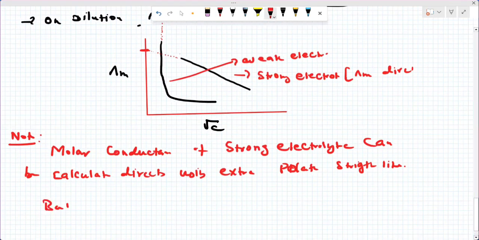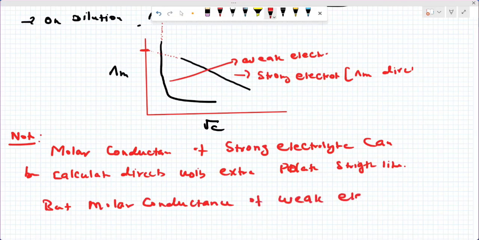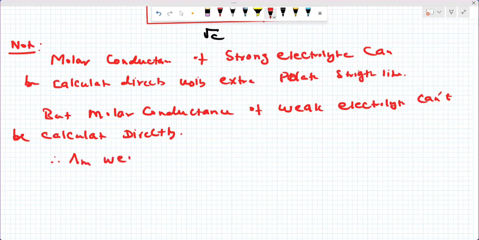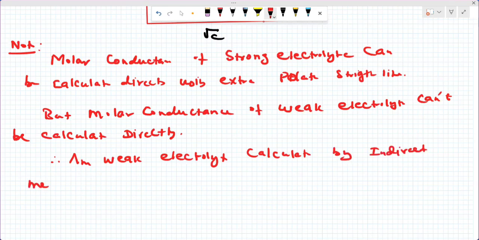But the molar conductance of a weak electrolyte cannot be calculated directly. Therefore, the molar conductance of a weak electrolyte is calculated by an indirect method, the Kohlrausch correlation law.